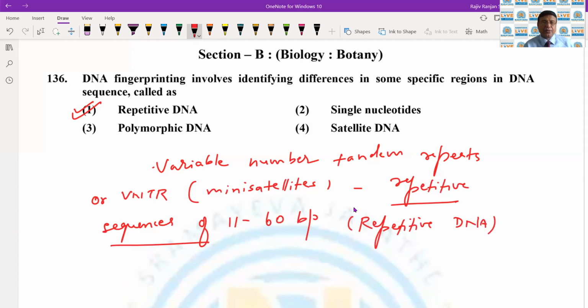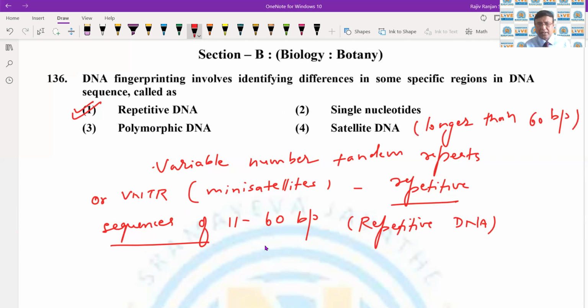Satellite DNA is a term used for sequences bigger than 60 base pairs. So single nucleotide is the wrong answer. Polymorphic DNA is again not a convincing answer. Satellite DNA is not a correct answer because it is longer than 60 base pairs in length. So this is why the best answer, the correct answer, is repetitive DNA.